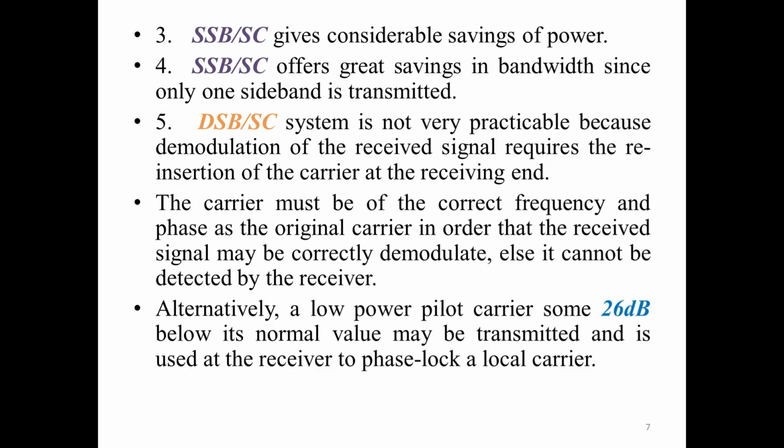5. Double sideband suppressed carrier system is not very practicable because the demodulation of the received signal requires the reinsertion of the carrier at the receiving end. The carrier must be of the correct frequency and phase as the original carrier in order that the received signal may be correctly demodulated, else it cannot be detected by the receiver. Alternatively, a low-power pilot carrier, some 26 dB below its normal value, may be transmitted and is used at the receiver to phase lock a local carrier.